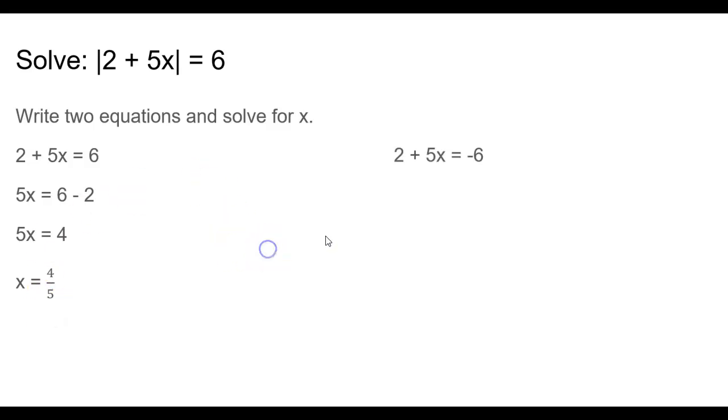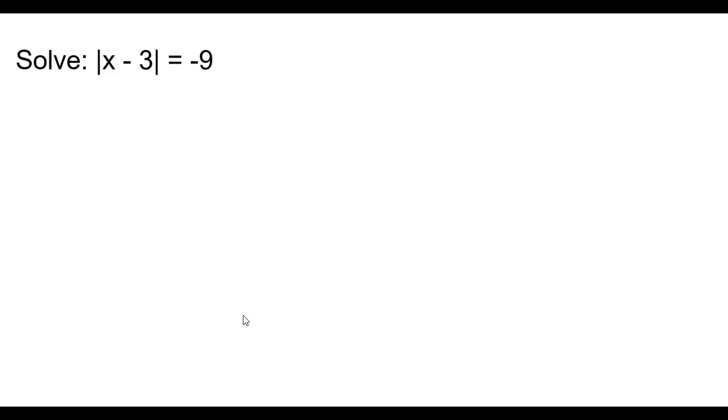Now our second equation is going to be our expression 2 plus 5x equals -6. Because if the absolute value is a negative, when we take the absolute value of it, it becomes positive. So again, I subtract 2 from both sides, and I get 5x equals -8. I then divide both sides by 5, and I end up with an answer of -8/5. Now we could substitute those back in, and again, we would get a positive 6 and a -6, both of which come out to be a positive 6 when you find the absolute value. Let's just do one more.